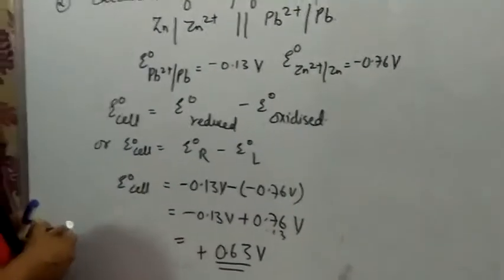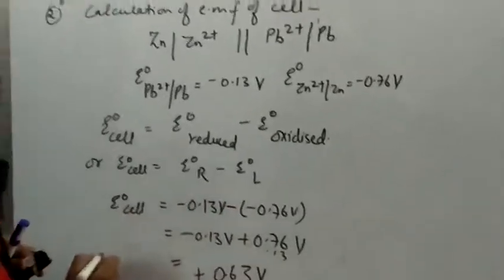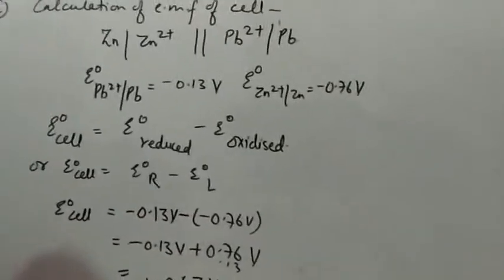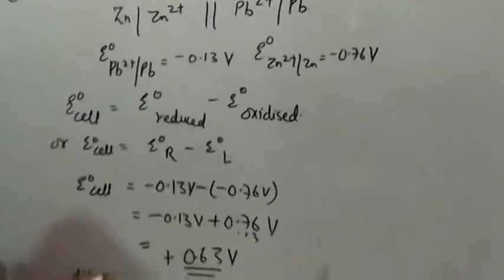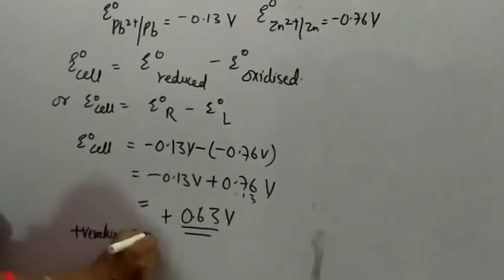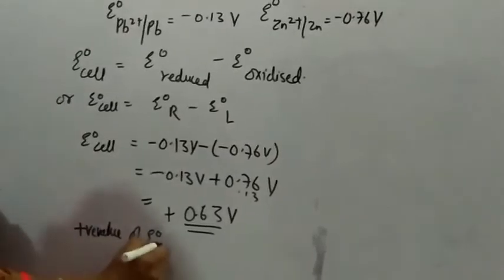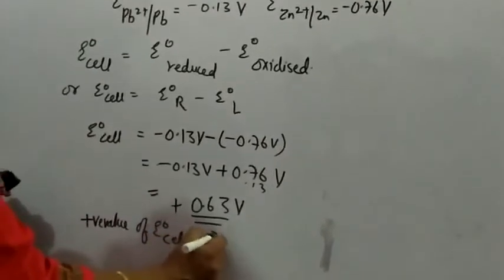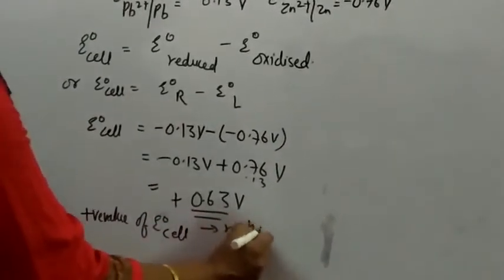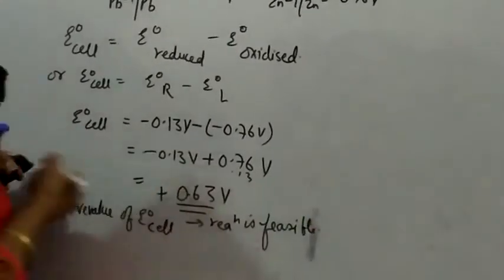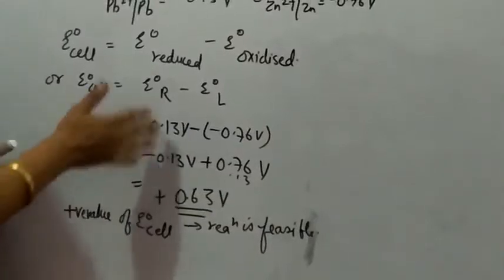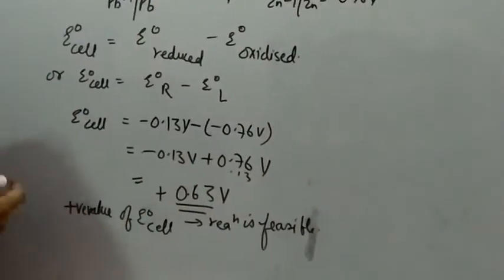Now since the cell potential is coming out positive, if we have got a positive value of E naught cell, it means that the reaction is feasible. This is a feasible reaction, or we can say the reaction will be possible and it will go spontaneously.